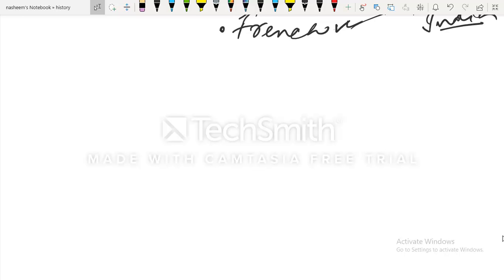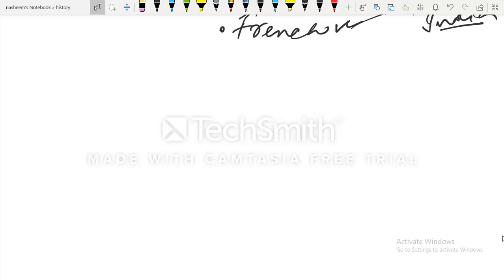So we'll first start with the British. What is important? We'll start with what is important. There are many phases that will be important. There are many things that need to be dealt with.